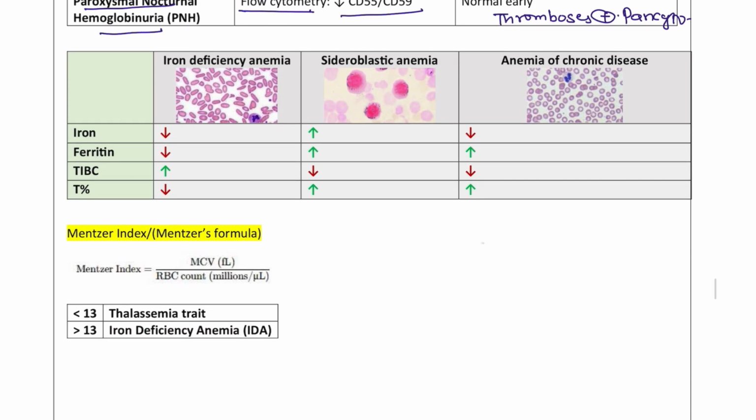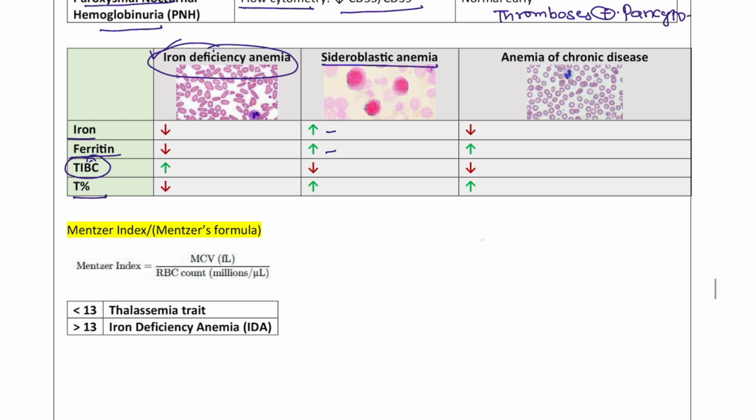Next, what is the iron profile? How to differentiate? Just remember this one. Iron deficiency anemia has decreased iron, ferritin levels, and transferrin saturation percentage, and TIBC levels will be increased. Completely opposite to iron deficiency anemia is sideroblastic anemia: here you can see iron is increased, ferritin is increased, TIBC is decreased, and transferrin saturation is also increased. Anemia of chronic disease is less likely to be asked. The main difference is that here the ferritin levels will be increased.